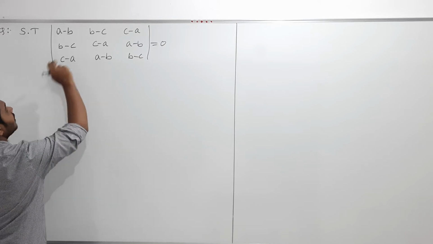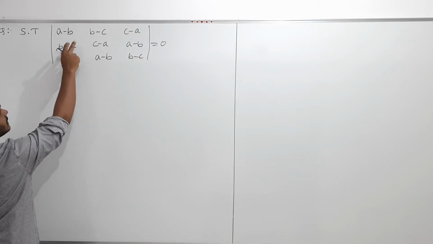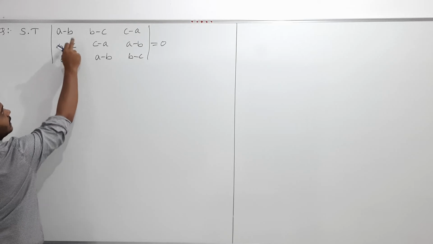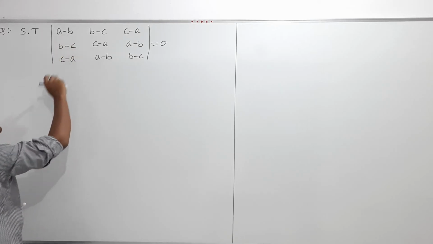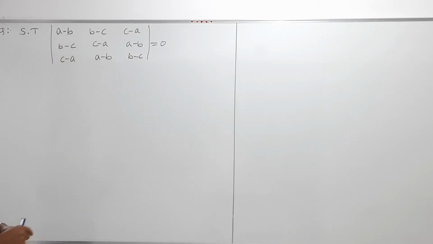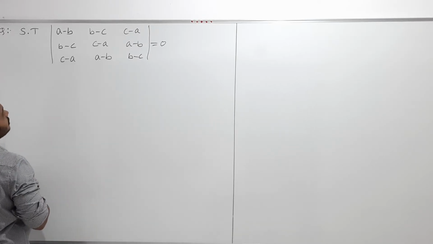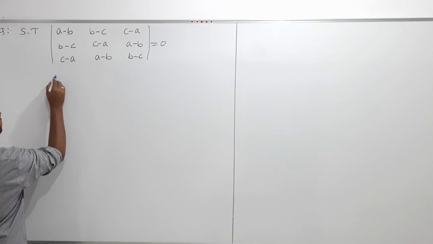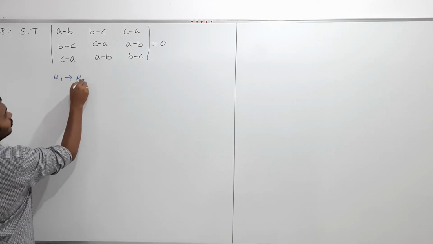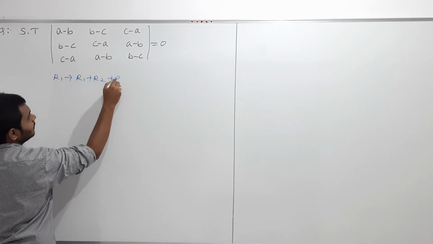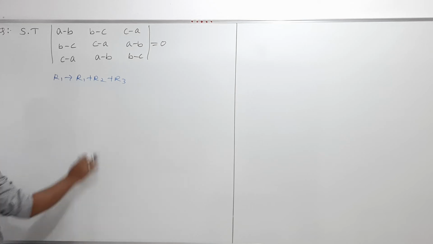It means if you add all this, if row 1 changes to row 1 plus row 2 plus row 3, if you add all these terms, everything will cancel and you will get 0. So therefore I am applying that operation. The operation I am applying here, my dear friends: row 1 changes to row 1 plus row 2 plus row 3.